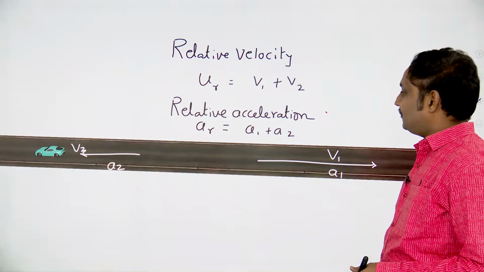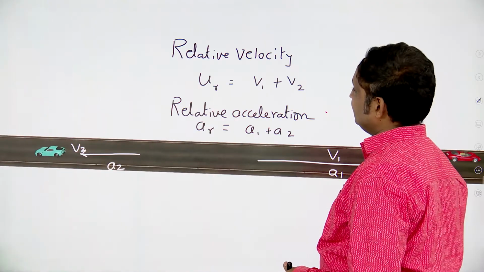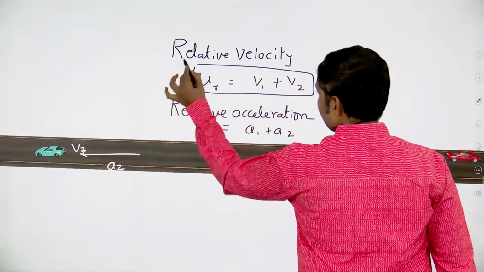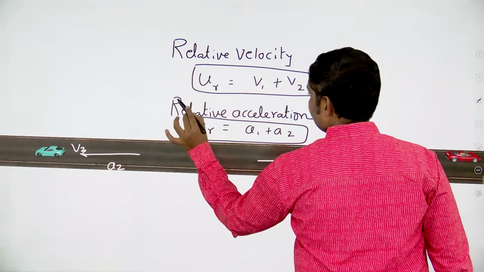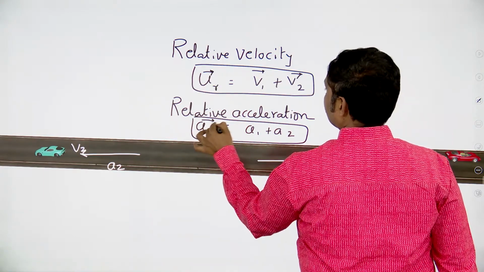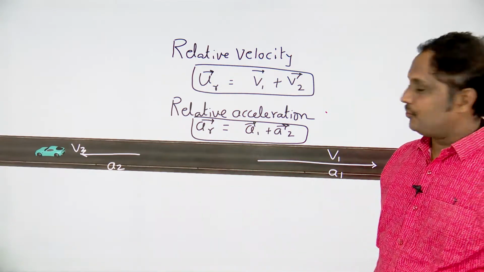All right, let's go for another one. Here, this is the relative velocity and this is also relative acceleration. They are going to be vectors. You have to take that. It's very clear. Now let's go for the problems.